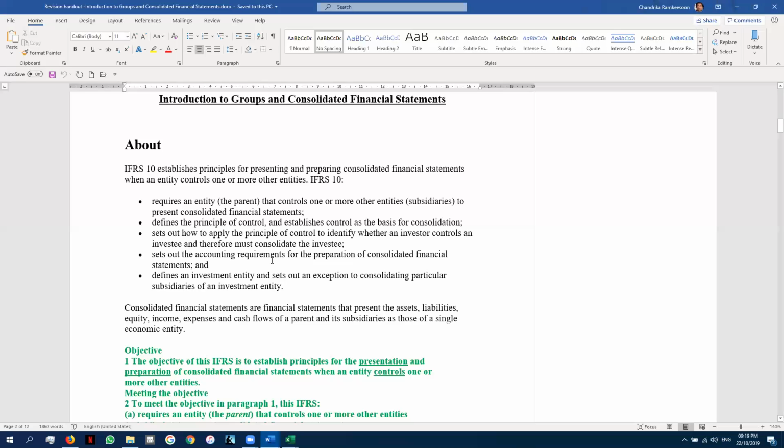Sets out the accounting requirements for the preparation of consolidated financial statements, and defines an investment entity and sets out an exception to consolidating, particularly subsidiaries of an investment. Yes, if certain conditions exist, then the parent may be exempted from preparing consolidated accounts, even though there's a parent-subsidiary relationship, and that is also noted on this handout.